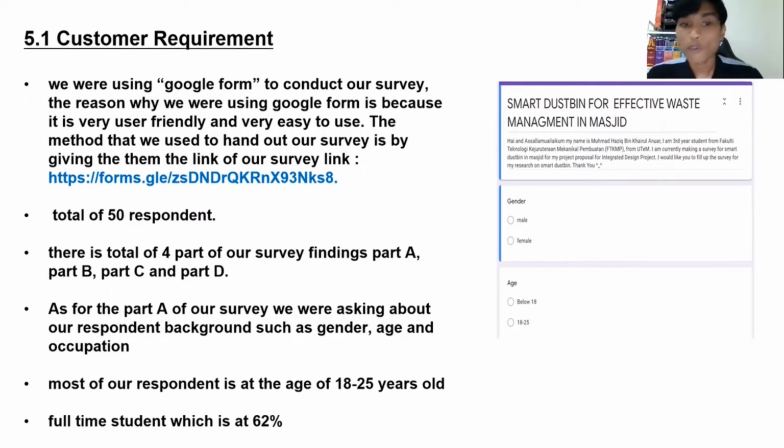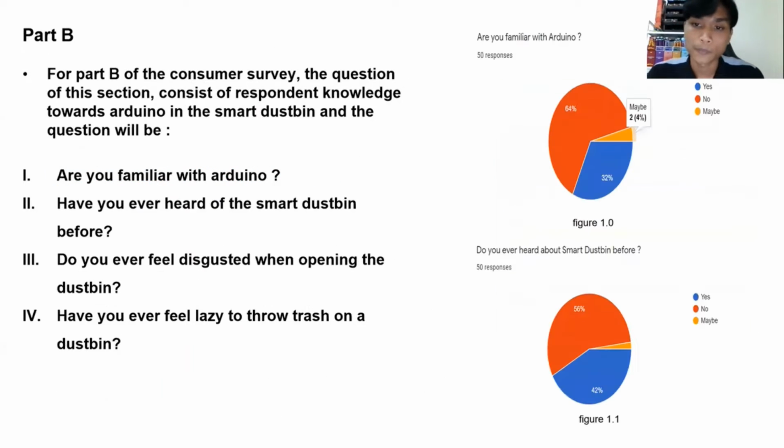There are a total of four parts in our survey findings: part A, part B, part C and D. In part A of our survey, we asked about our respondents' background, such as gender, age, and occupation. Most of our respondents are aged 18 to 25 years old, and 62% of them are full-time students.